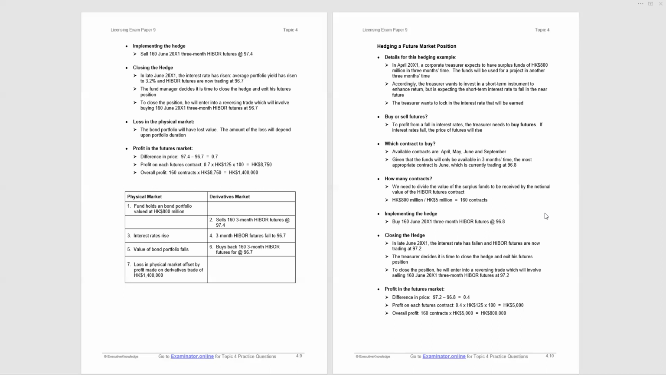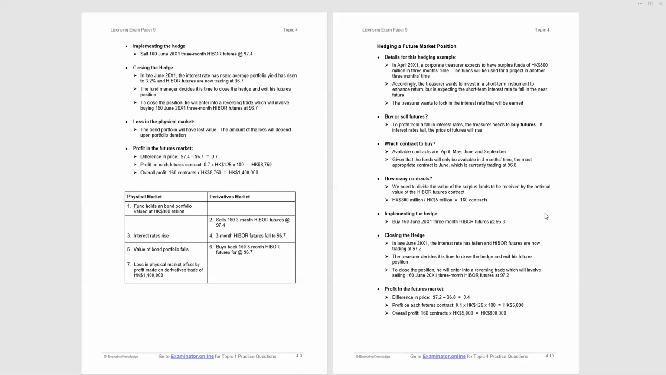To implement the hedge, we buy 160 3-month HIBOR futures at the original price, 96.8. Now, to close the hedge in late June XT1, we see that the interest rate has fallen. HIBOR futures are now trading at 97.2. So in late June XT1, the treasurer will close the hedge by reversing the trade, and that involves selling 160 3-month HIBOR futures at 97.2. Interest rates have gone down, the futures price has gone up. Remember, we bought low and sold high.